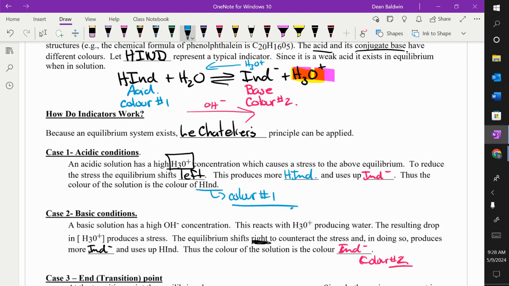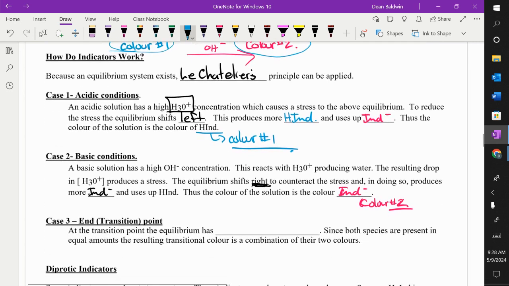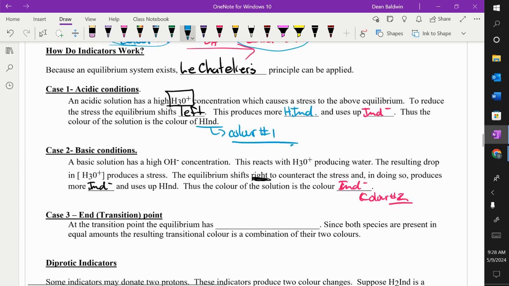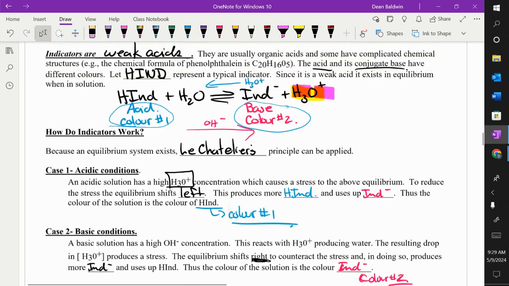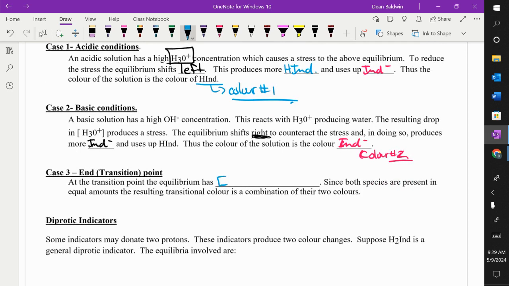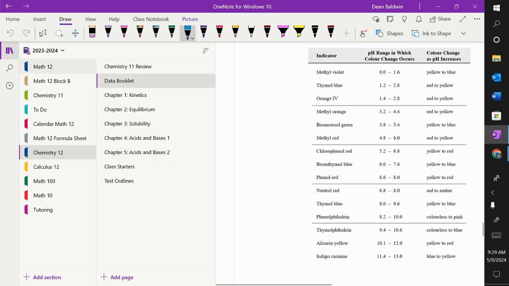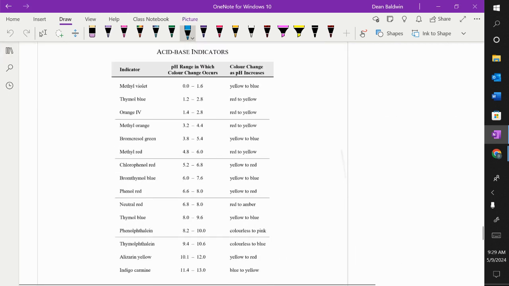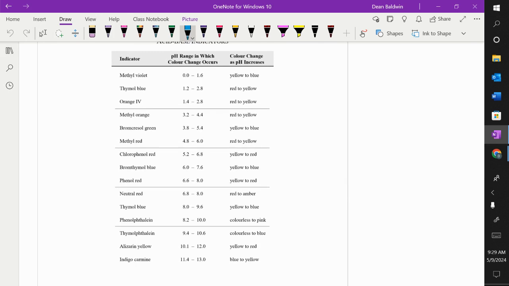That's basically what we're doing with the titration. If we were using phenolphthalein, this would be colorless. This would be pink or light pink. At the transition point or the end point, that is when you have equal amounts of these two things, so we have equal amounts of HInd and Ind minus. So that gives you the actual color shift. Because if you look in your data booklet, all the indicators have a pH range. So the midpoint of this pH range is when you get the shift in color.